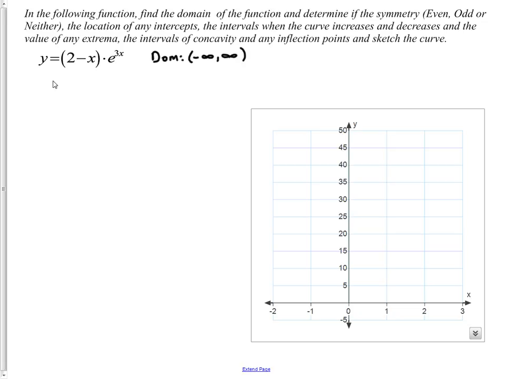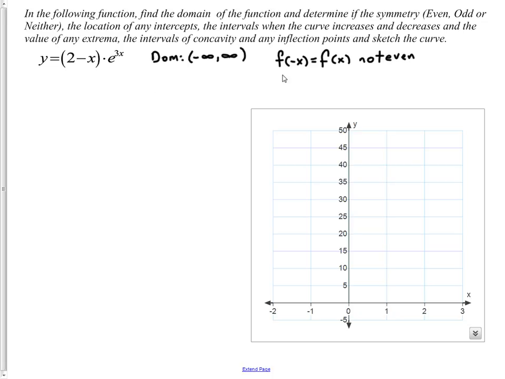As far as the symmetry is concerned, when we talk about even or odd symmetry, a function will be even if we substitute negative x into the function and find that it would be exactly the same as the original function f of x. But a quick inspection of this function shows that substituting in negative x would certainly change the first term from 2 minus x to 2 plus x. So we can say right away it's not an even function. It will not be symmetric about the y-axis.